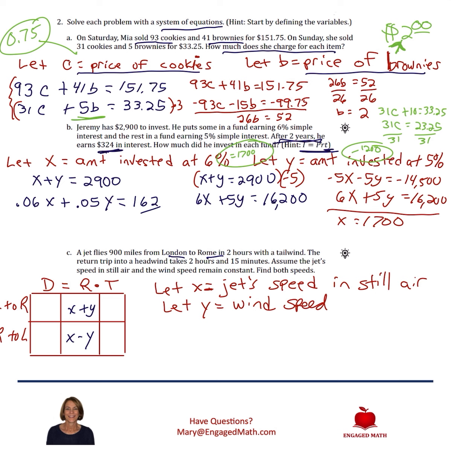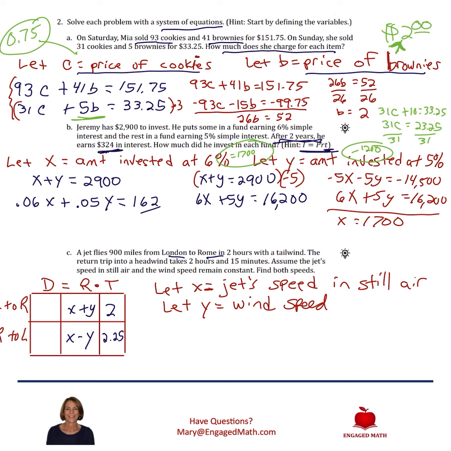Okay, so now on the way there, it took 2 hours. So everything's in miles and hours. So I'm going to say our time was 2 on the way there. And on the way back, it was 2 hours, 15 minutes. I'm just going to jump right ahead to making this 2 and 25 hundredths, because 15 minutes is 1/4 of an hour. Now, the distance then in both cases was 900 miles.